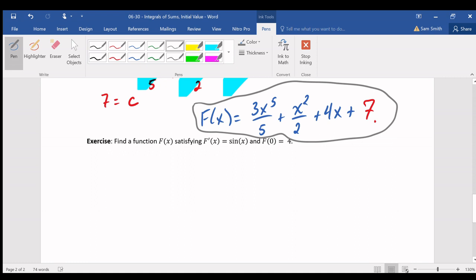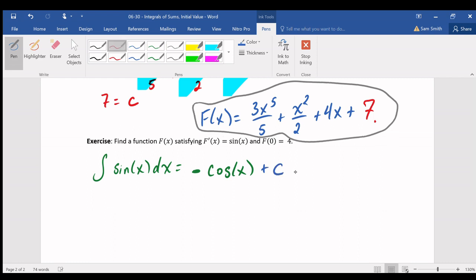Second initial value problem. Find a function capital F such that F prime is sine and F of 0 is 4. So once again, let's start by finding the most general antiderivative of sine of x. Not quite cosine of x, because if the antiderivative were cosine, the derivative would be negative sine. So instead, let's put a negative sign here on the antiderivative to counter that. And of course, our beloved plus c on the side. This is equal to F of x.